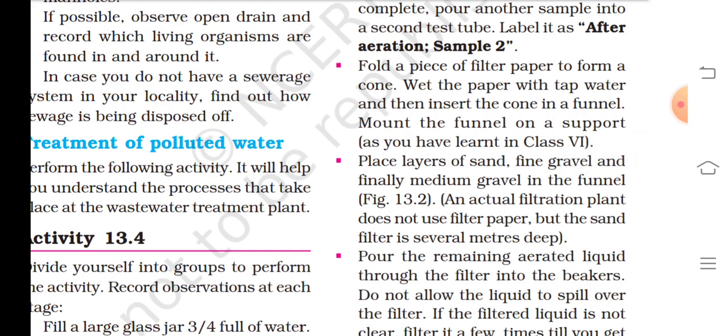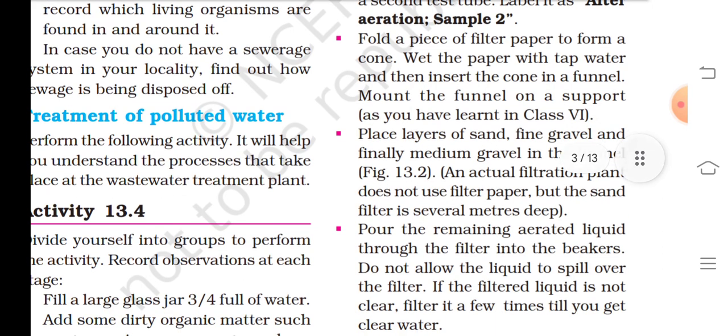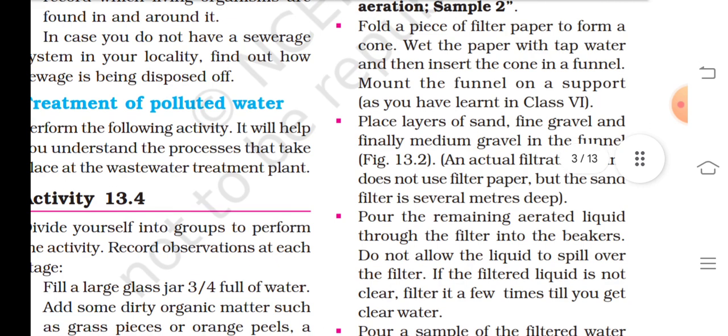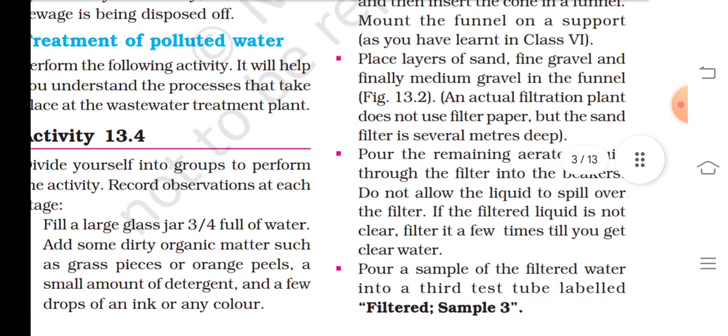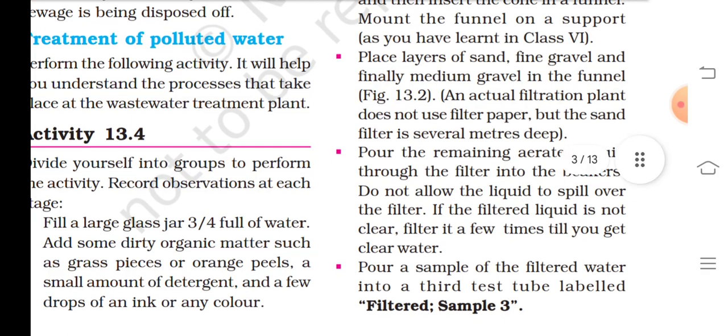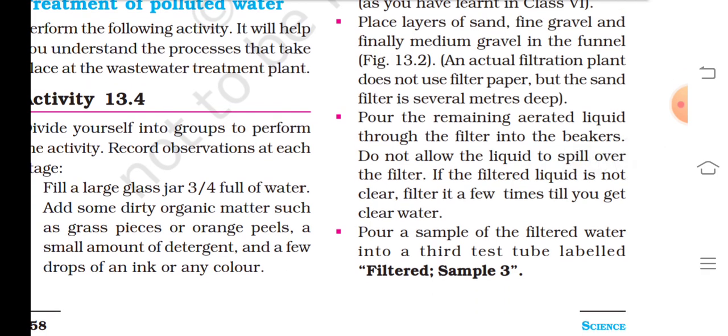Fold a piece of filter paper to form a cone. Wet the paper with tap water and then insert the cone in a funnel. Mount the funnel on a support as you have learned in class 6. Place layers of sand, fine gravel and medium gravel in the funnel. An actual filtration plant does not use filter paper, but a sand filter several meters deep.